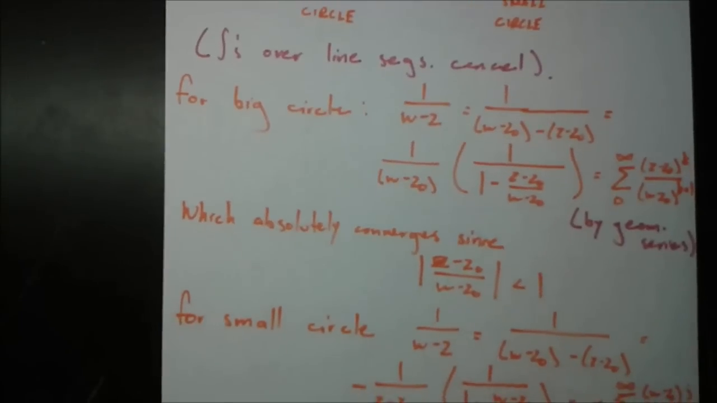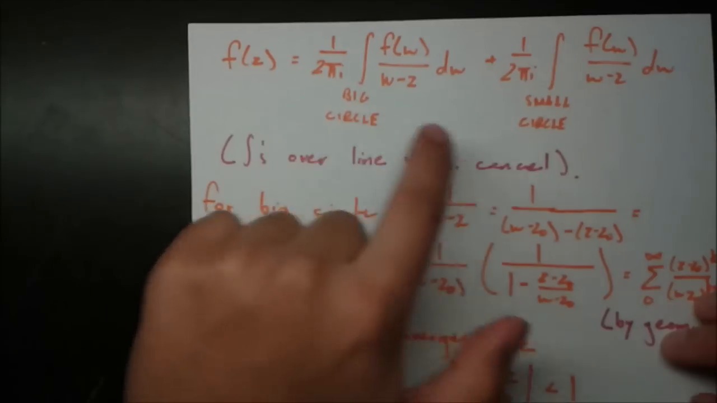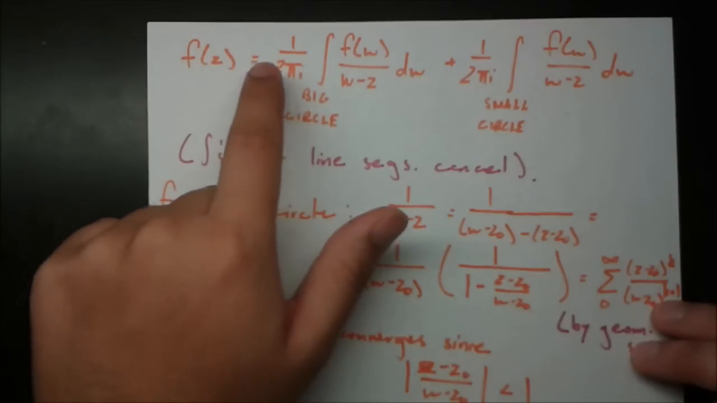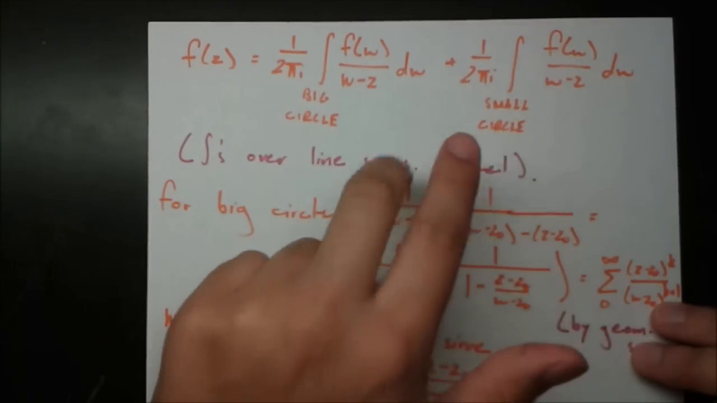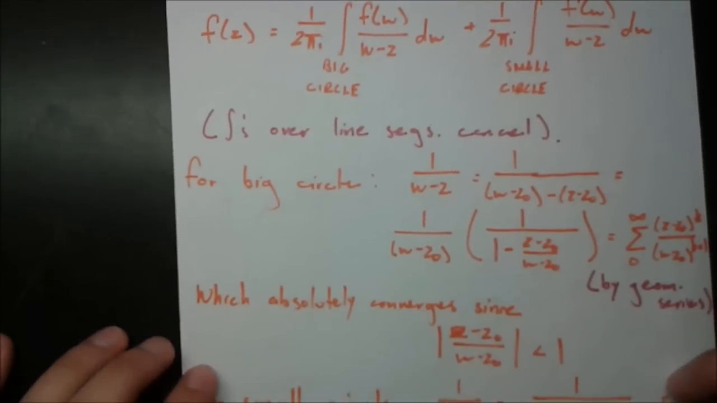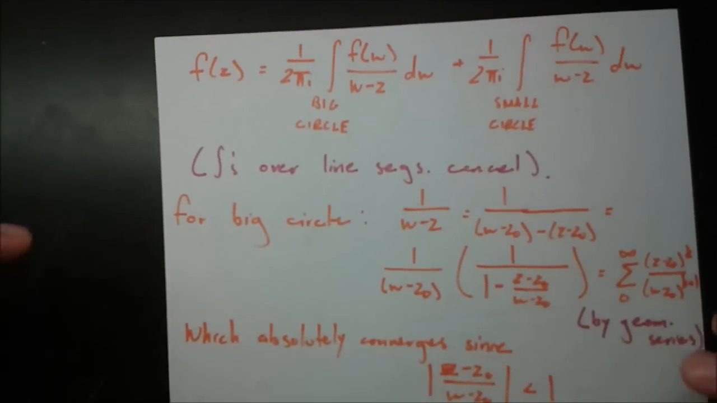So just to make matters simple, instead of writing gamma 1 or gamma 2 here, I've just written big circle and small circle so we can keep our circles in order. So again, it's 1 over 2 pi i, this integral over the big circle, plus the integral over the small circle. And it's plus because they're both in the positive orientation. There's nothing negative yet. Okay, so I've written in pink, the integrals over the line segments cancel, so we don't need to worry about them, which is good.